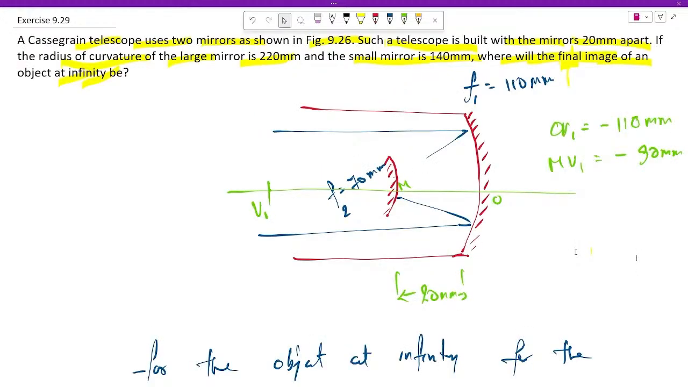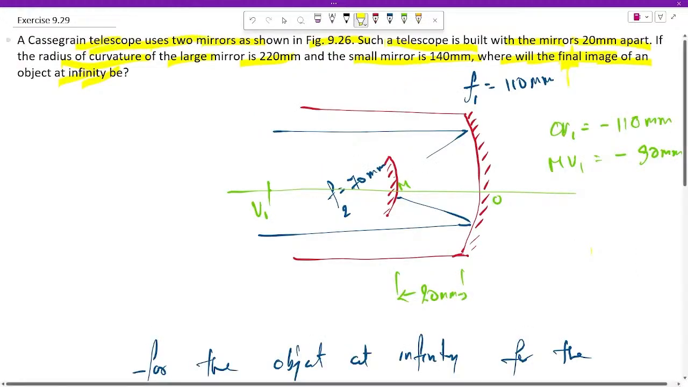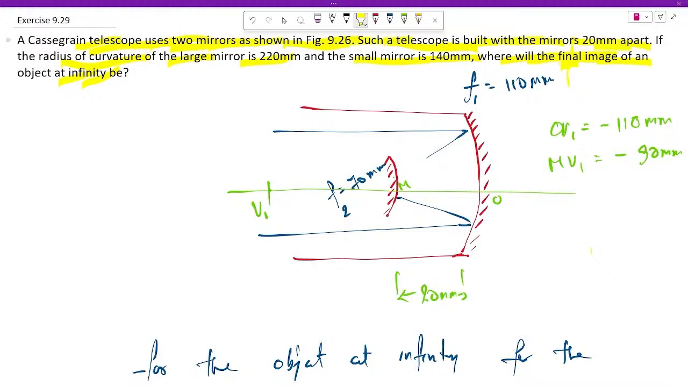The question says that a Cassegrain telescope uses two mirrors as shown in figure 9.26. Such a telescope is built with the mirrors 20 mm apart. If the radius of curvature of the large mirror is 220 mm and the small mirror is 140 mm, where will the final image of an object at infinity be? So when the object is at infinity, what is the position of the final image? We have to calculate this.